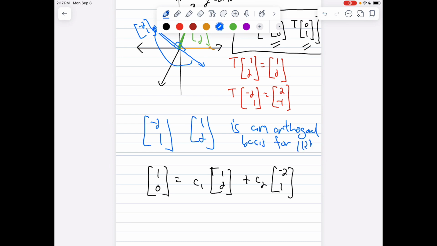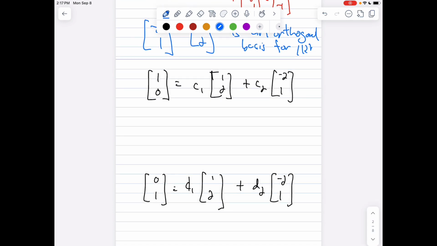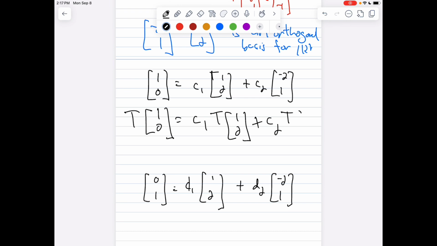The first thing that's great is that because this is a basis, you can write every vector in R2 as a linear combination. For example, (1, 0) can be written as a combination of (1, 2) and (-2, 1), and likewise (0, 1). What's so great about this? Because a linear transformation, as the name denotes, is linear, taking the transformation of (1, 0) is equal to taking the transformation of (1, 2) times a constant c1, plus another constant c2 times the transformation of (-2, 1).